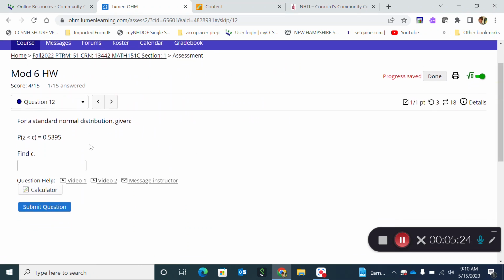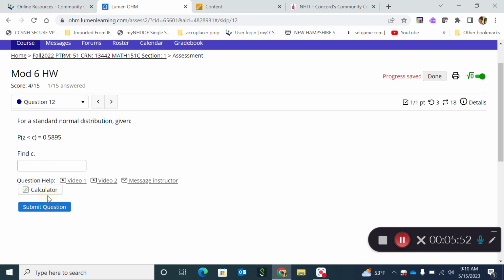Okay, so now for the next question, we need to be able to find the z-score. Notice here it says probability z less than c is equal to 0.5895. What this means is 0.5895 is that area of the graph we just looked at. C is that z-score that's being cut off, the cut score, that has 0.5895 below it. That's what that z less than c is indicating.